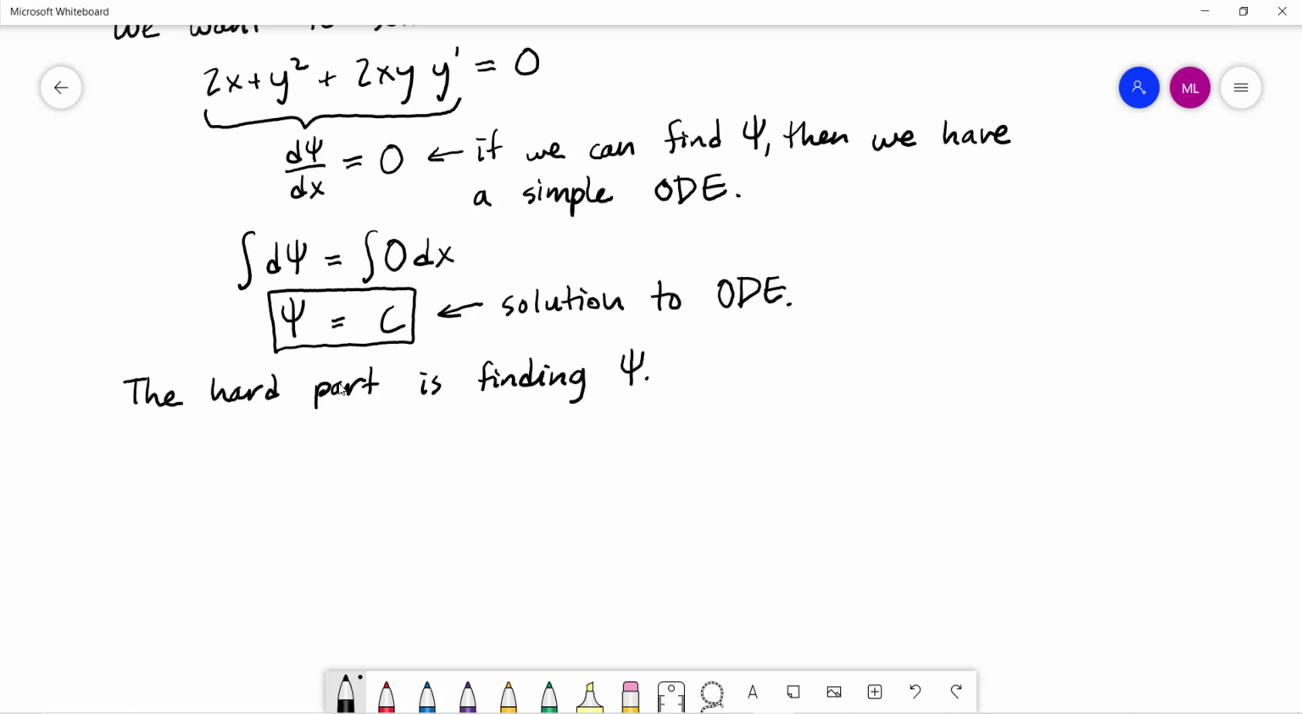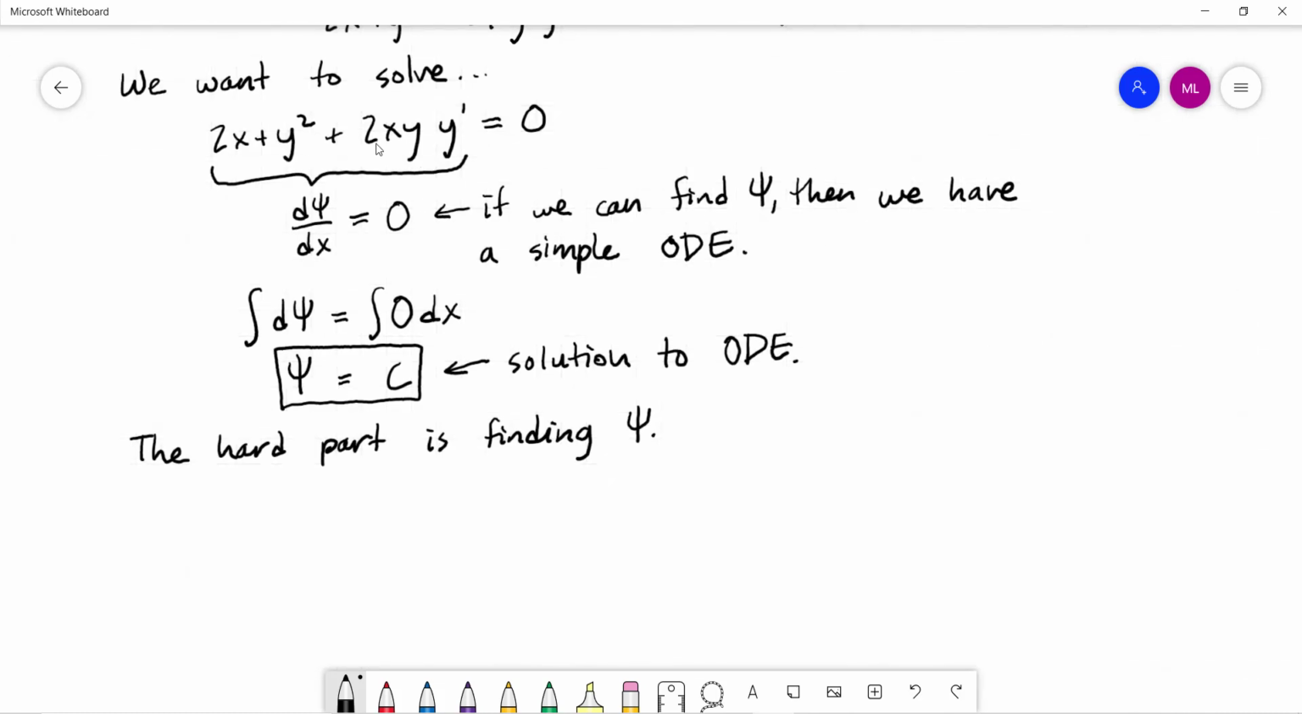So let's think about how we got from psi to our differential equation. And if we can figure out how we get from psi to our differential equation, maybe we can figure out how to reverse that, how to get from our differential equation back to psi.